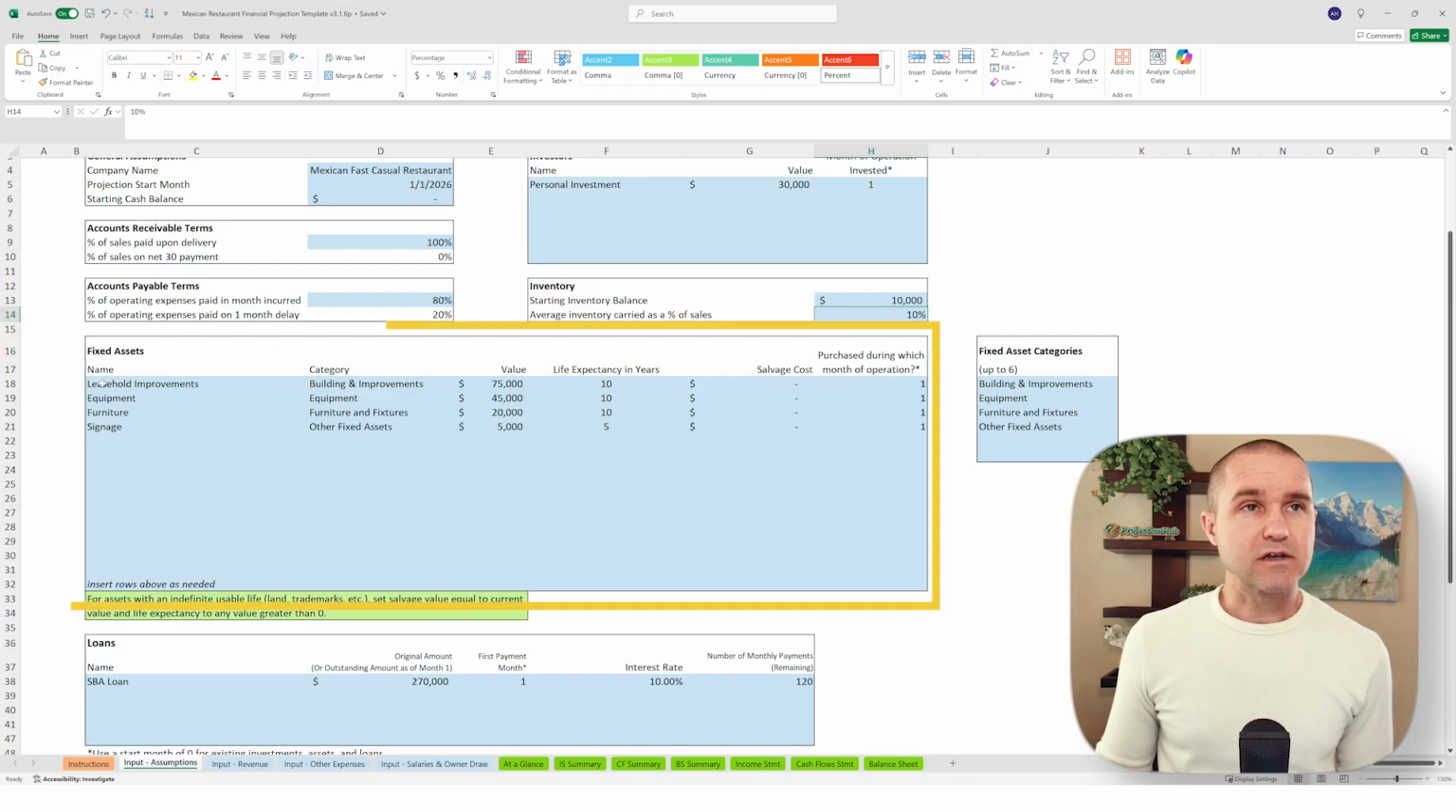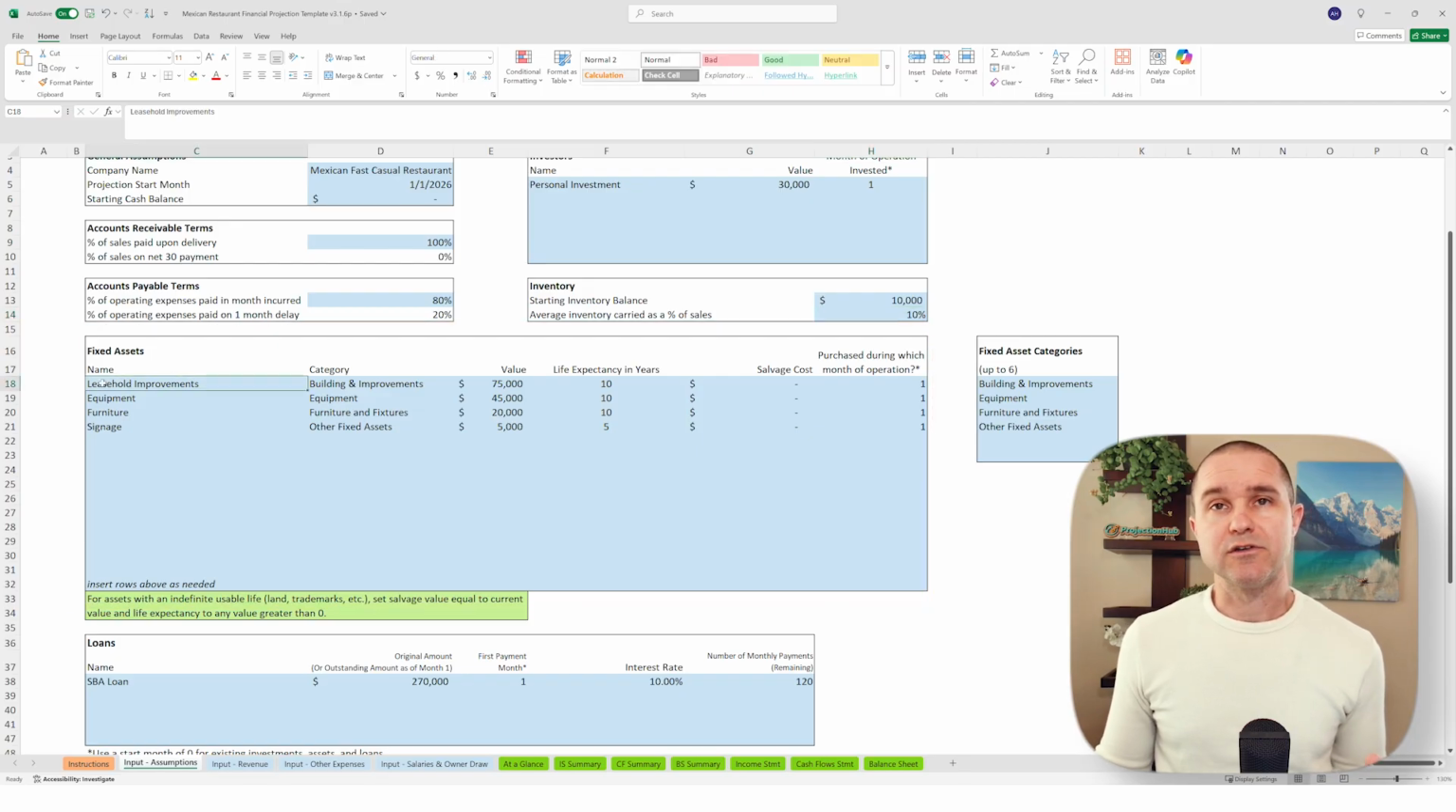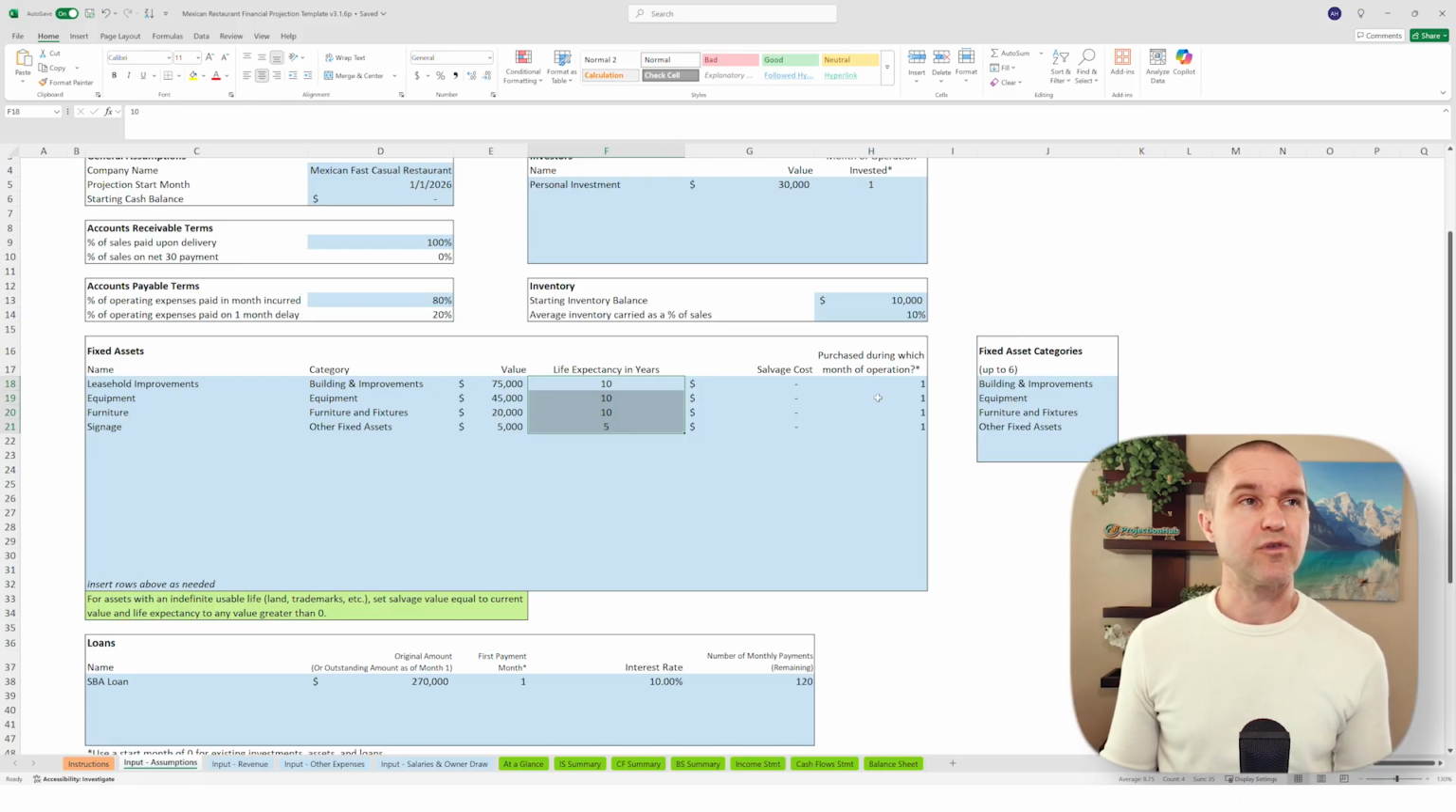In terms of startup costs, let's say you're renting a space and you need to do some leasehold improvements or some improvements to the space. So we're going to spend $75,000 here on leasehold improvements, and you can just leave these life expectancy probably as they are: 10 years for improvements in equipment and furniture, 5 years for signage. We set this to month 1 for all of these items, meaning you're spending this cash in month 1, kind of at the start of the projection.